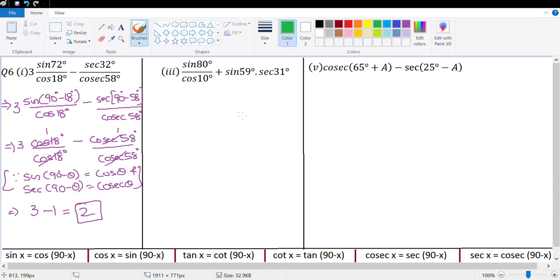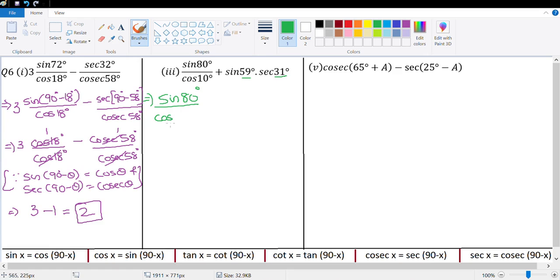Sine 80 degree upon cos 10. Again, 80 and 10 are complementary. Similarly, 59 and 31 are complementary. So let's just convert. Last time we converted the numerator. This time let's convert the denominator. So sine 80 degree upon cos.